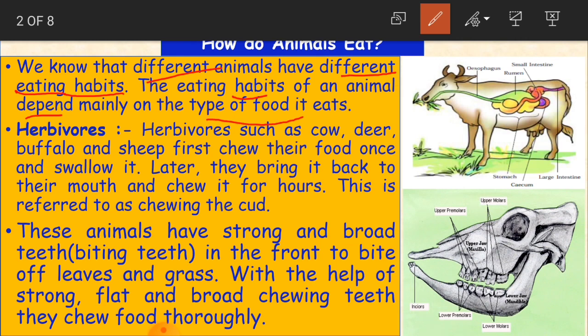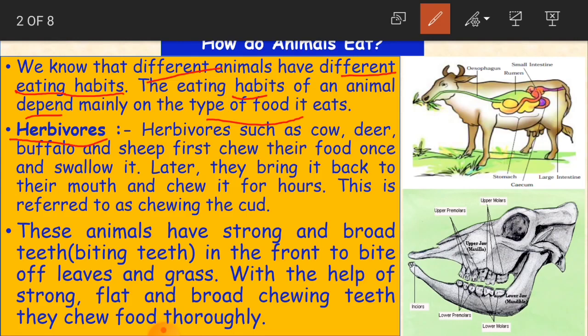How is the eating habit dependent? It is mainly dependent on the type of food it eats, whether it is eating plant food or the flesh of animals, insects, whatever it may be. So depending on the type of food, the eating habit of an animal is decided. And here we learn about herbivores. What are herbivores, children? Herbivores are only plant-eating animals; they take only plant food.